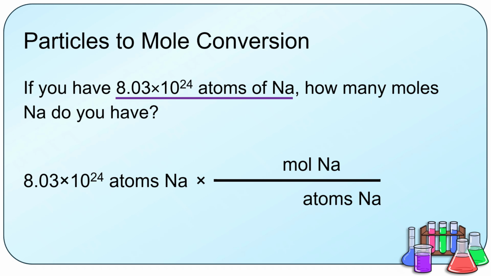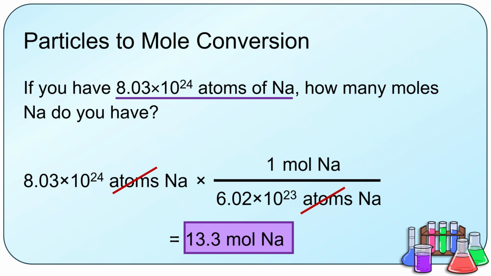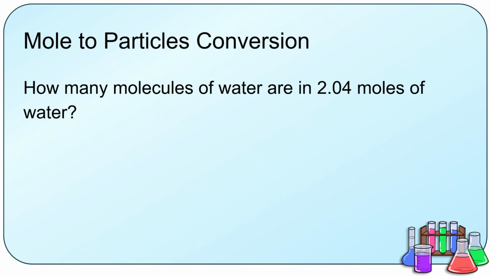For the numbers, what is the relationship between moles and atoms? The relationship is that 1 mole equals 6.02 times 10 to the 23rd atoms. Atoms cancels, and my answer is 13.3 moles of sodium. Here's another problem. How many molecules of water are in 2.04 moles of water? I'll start with the number given to me in the question, 2.04 moles of water.